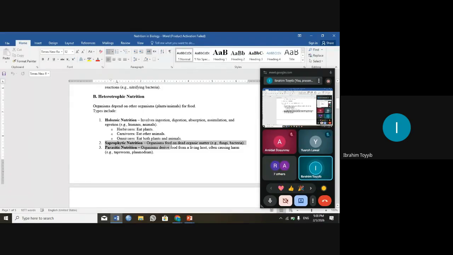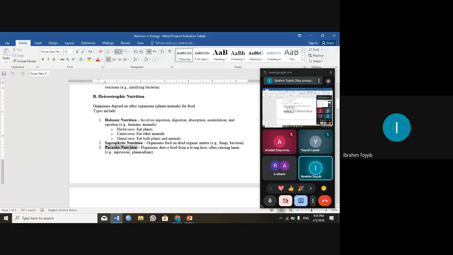Then saprophytic nutrition. Organisms tend to feed on dead decaying organic matter. The two major saprophytes we have are fungi and what? And bacteria. Examples of fungi are Rhizopus stolonifer, we have penicillium, we have mushroom, we have molds, we have aspergillus. Examples of bacteria, you know them: we have streptococcus, we have staphylococcus, we have vibrio, like that.